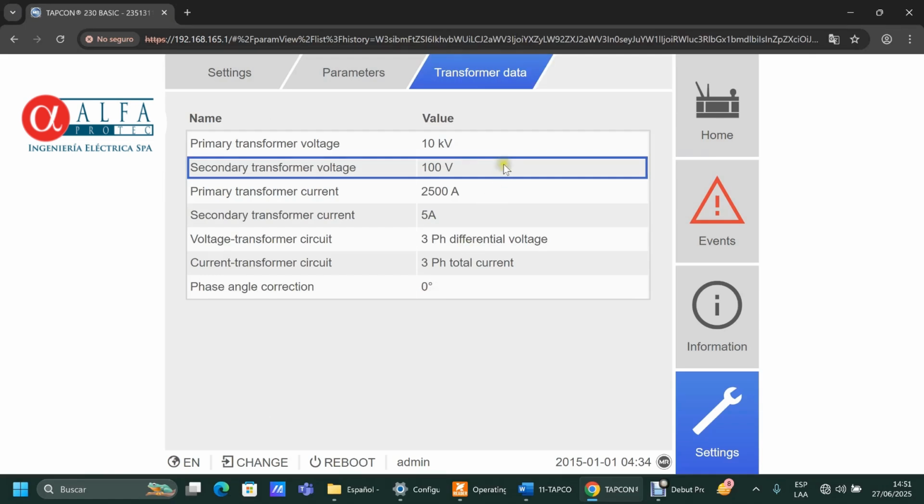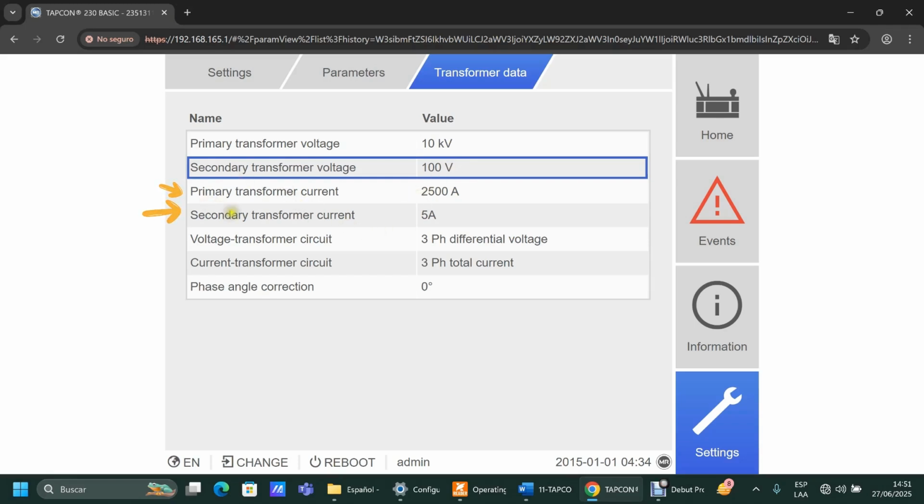For example, if we have a VT rated at 10,000 volts to 100 volts, we should enter 10,000 as the primary value and 100 as the secondary value. This way, the TAPCON can compute the primary voltage by multiplying the measured value by this transformation ratio.